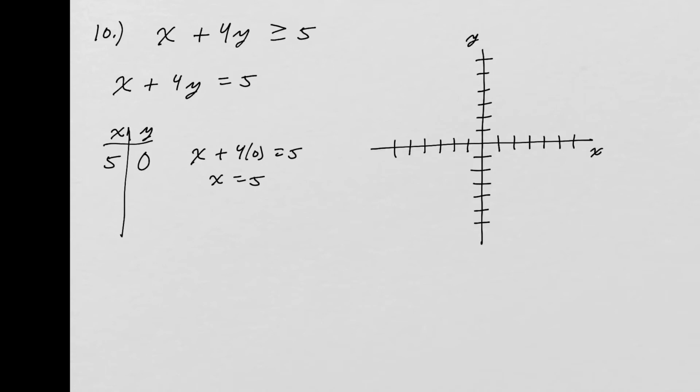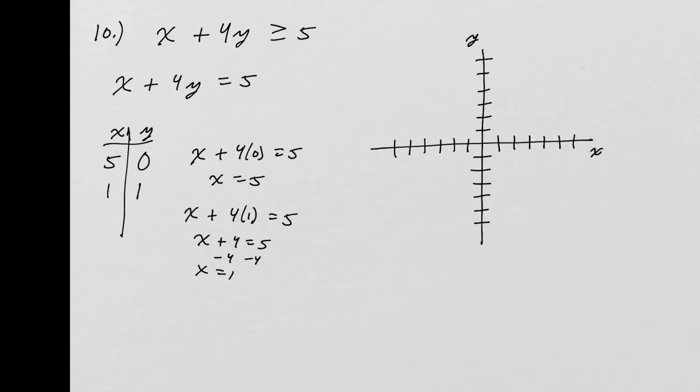And then maybe if I choose x equals 1 would be good. Or y equals 1. Actually, let me do y is 1. So I'm going to get x plus 4 times 1 is equal to 5. So this is x plus 4 is equal to 5. If I subtract 4, I'm going to get x is equal to 1. Right? So (1, 1) is definitely also a point.